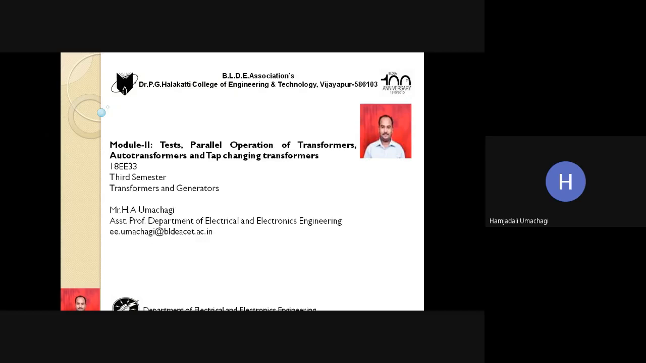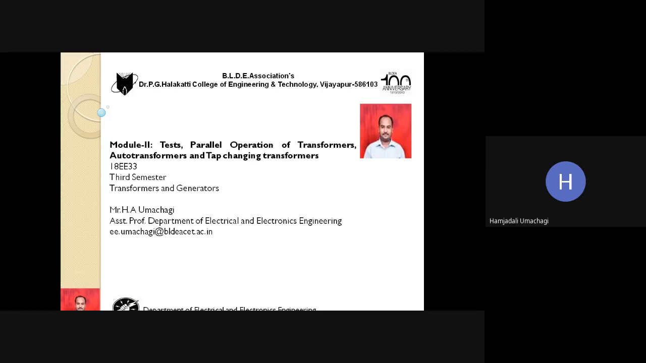Let us start Module 2 from the Transformers and Generators subject. Module 2 has topics like different testing methods of transformers, parallel operation of transformers, auto transformers and tap changing transformers.